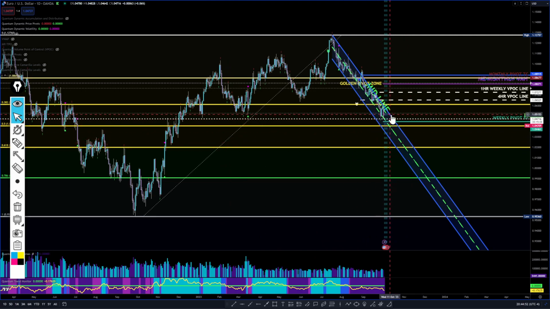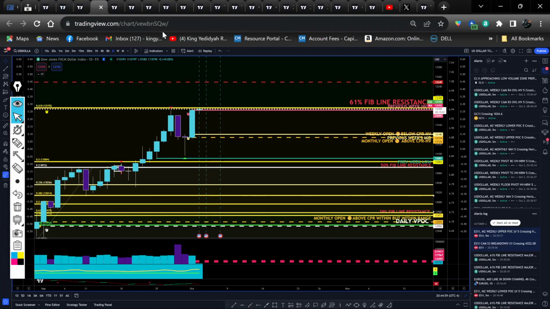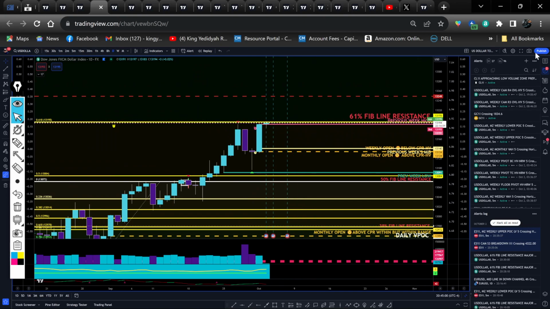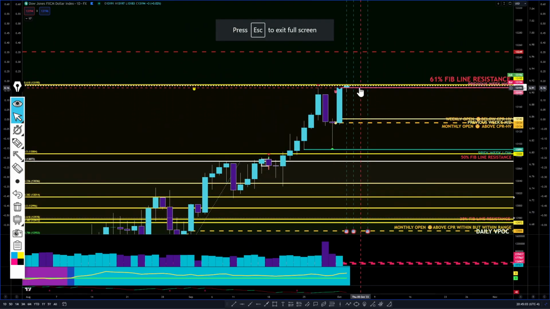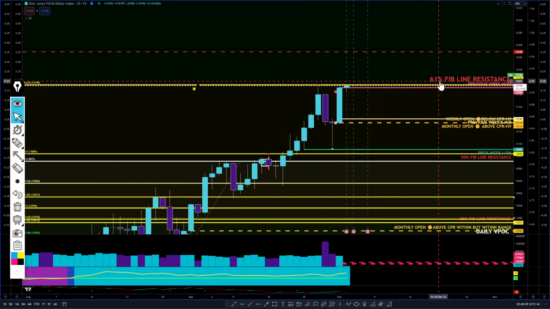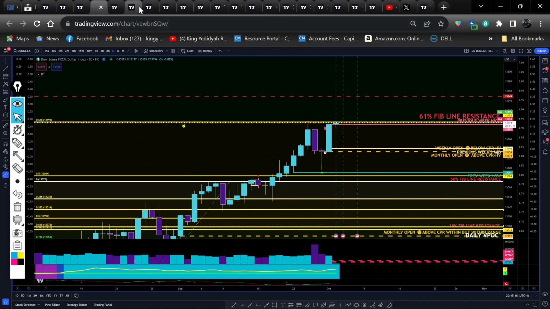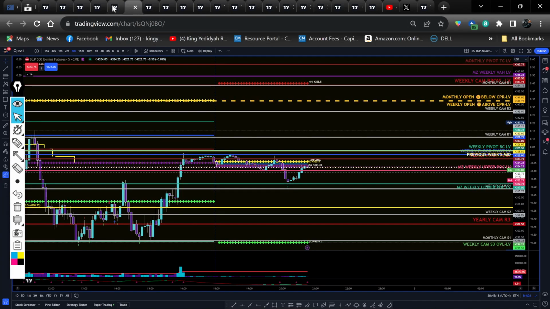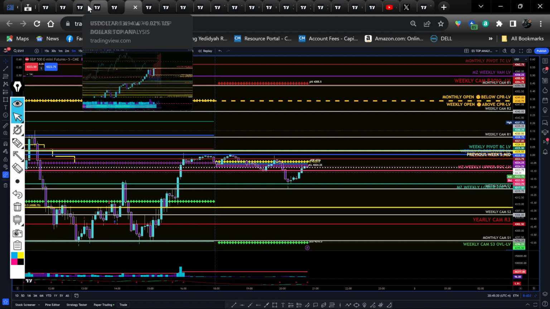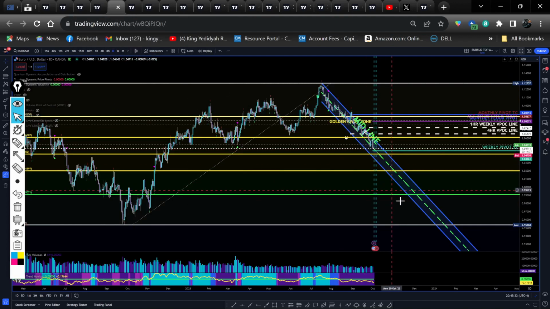So again, either buyers step in here, and if you look at it with the US dollar, let me just go back to the US dollar. It all depends on what the US dollar does right here. If the US dollar breaks through, we're going to get breakdowns in the market. If the US dollar pulls back from the 61% Fib retracement resistance line, then we're going to get some support at these support levels in these markets, right? So where will we? Euro USD, right?